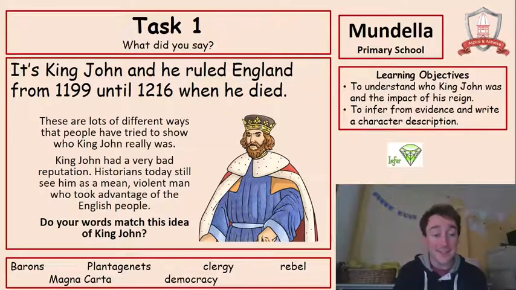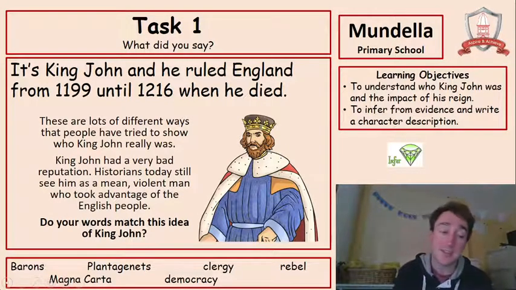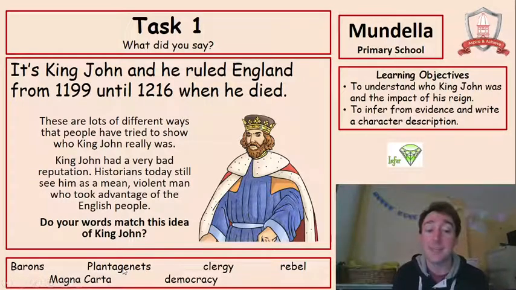Okay, you'll notice again at the bottom that our vocabulary words have changed for today. They were the same on Monday and Tuesday, but today they've changed. So we've got barons, Plantagenets, clergy, rebel, Magna Carta, and democracy. And as the lesson goes on, we'll go through what these words mean. So don't worry if you don't know them yet. Okay, let's move on.